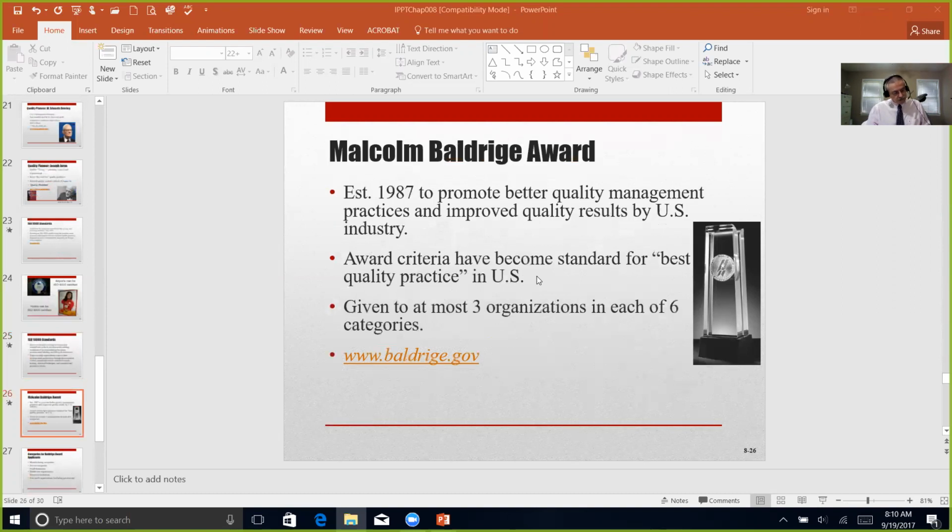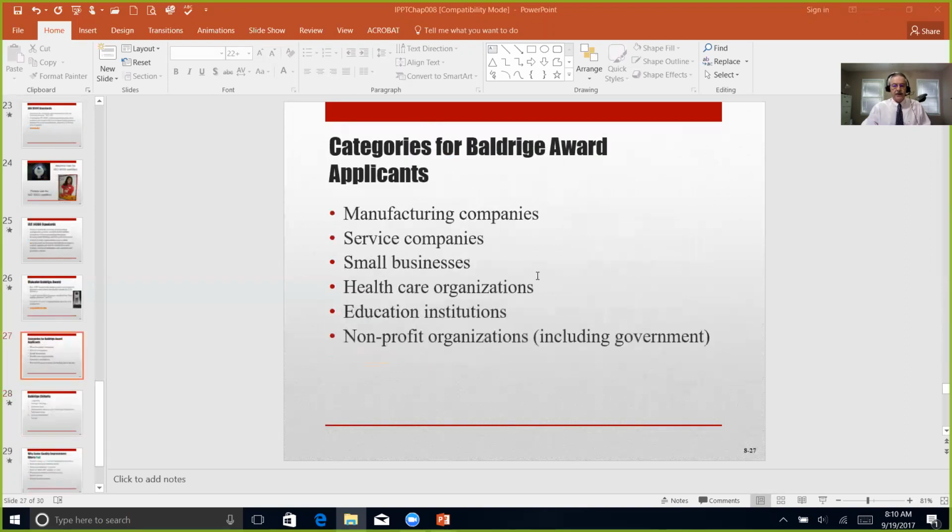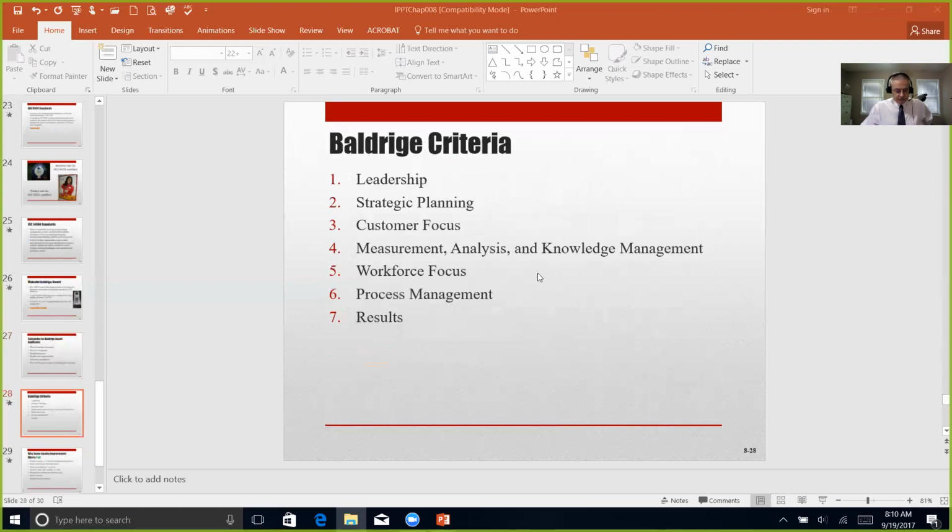Table 8.4 on page 182 goes into, at that particular time, the categories and items and what they're looking for in order to ensure that those organizations who are being considered for the Malcolm Baldrige Award meet that criteria. Here are again those categories for the Baldrige Award: manufacturing, service, small business, healthcare, education, and nonprofit. And they're looking at these quality attributes when it comes to awarding a company the award.